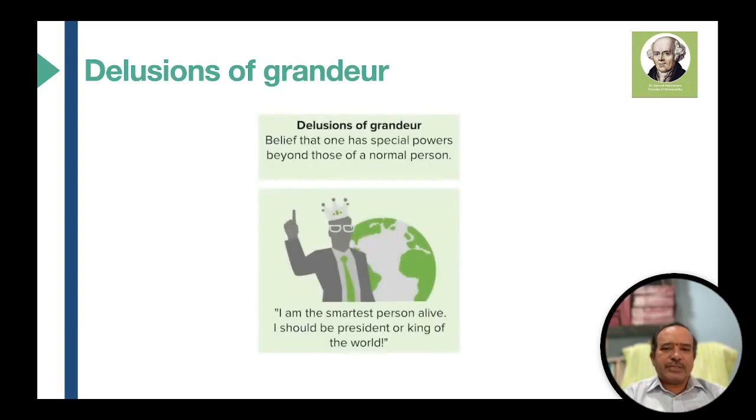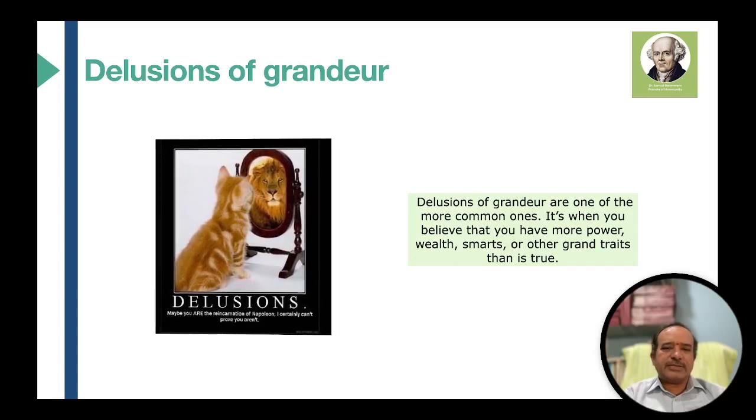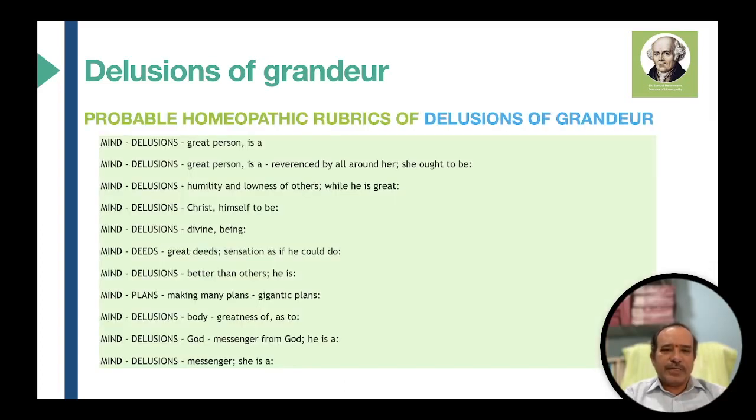So as I said earlier, in delusions of grandeur the patient feels that they are very great and that they have got great qualities. If they really have great wealth, smarts, and other grand traits, then it's true. But they think that they have got the greatest qualities. As I said, it is a true belief. Let me make it very clear.